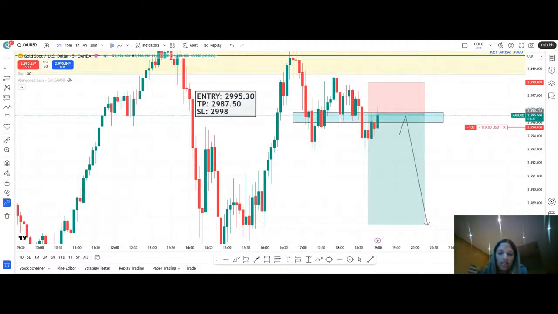Okay, so like I said, I was waiting for it to pull back to our entry at 2995.3, and so the entry was around here. Retesting the zone now again.